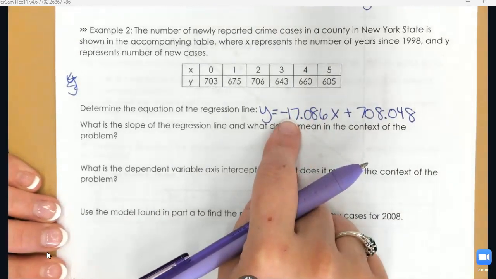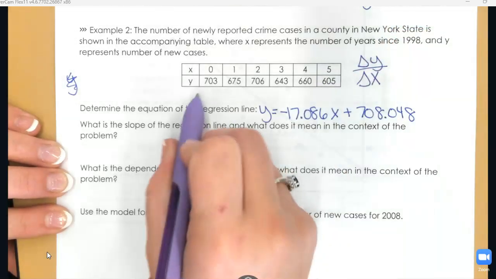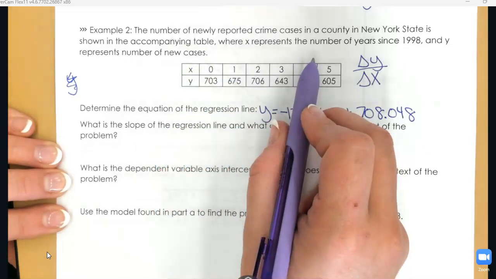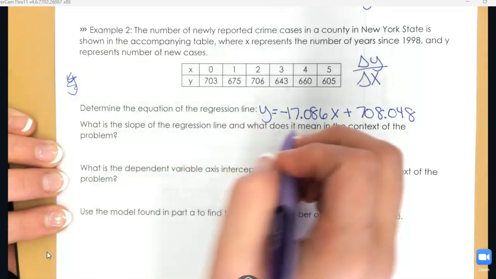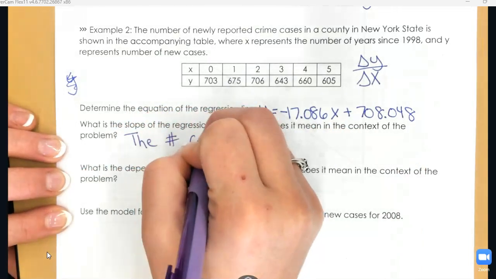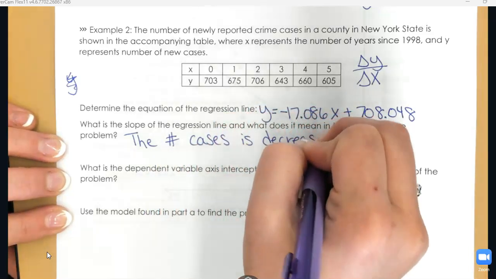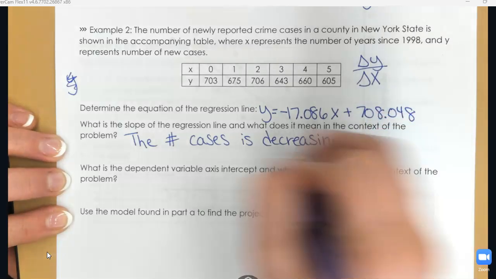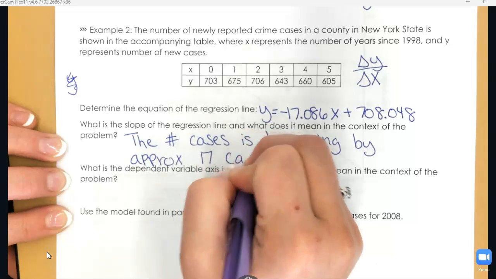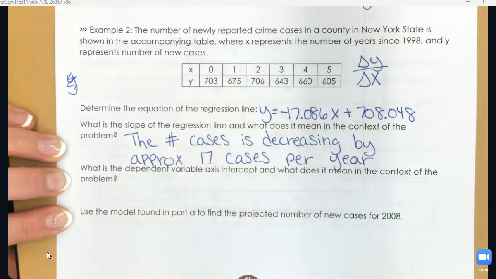Well, it being negative means we're decreasing. Change in y over change in x. The change in y is the change in the number of cases reported, and x is the change in years. So that would mean, again, because it's negative, that the number of cases is decreasing by approximately, because it's not a whole number there, approximately 17 cases per year.